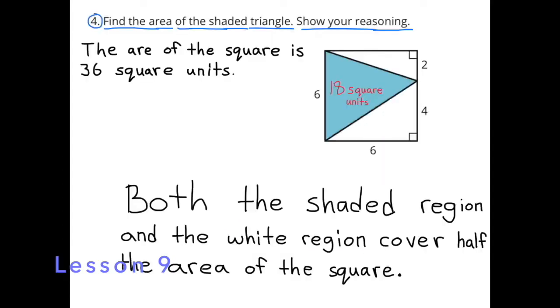Both the shaded region and the white region cover half the area of the square. The area of the square is 36 square units, so the shaded region would be 18 square units, because 18 square units is half of 36 square units.